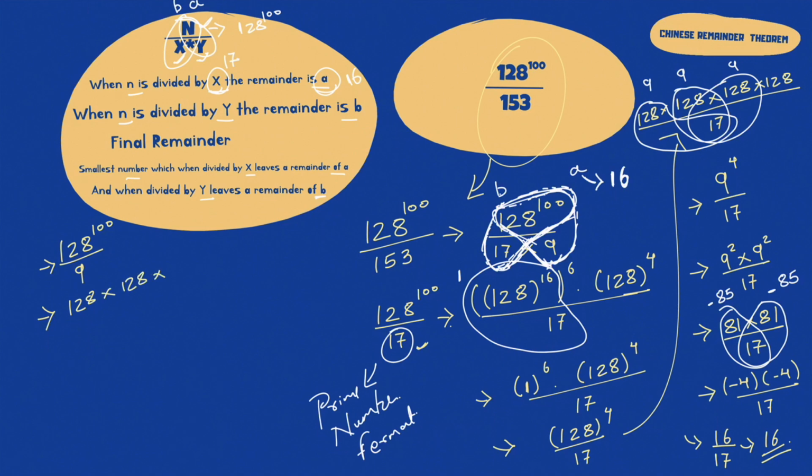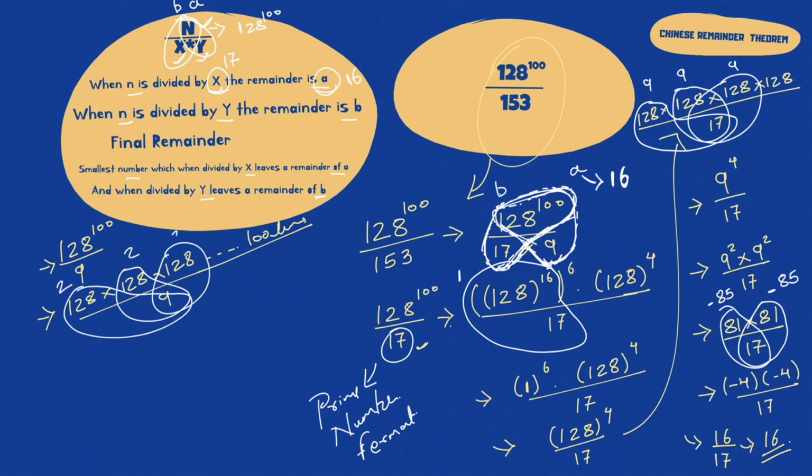Now I need to solve this. I'll solve by split up: 128 multiplied 100 times, divided by 9. So first find the remainder for 128 divided by 9, which is nothing but 2. So it is 2 multiplied 100 times, 2 raised to 100 divided by 9. Now how can I solve this? I am done with the first step, which is split up.